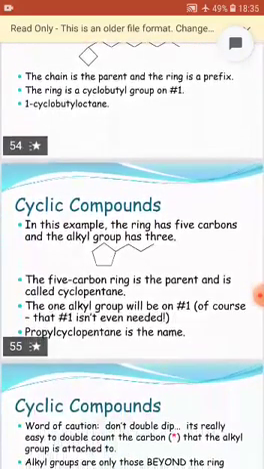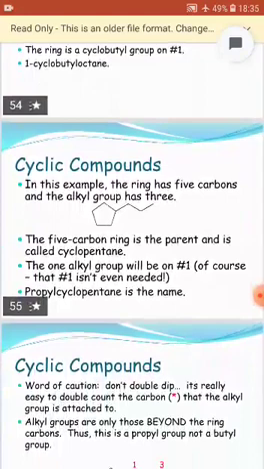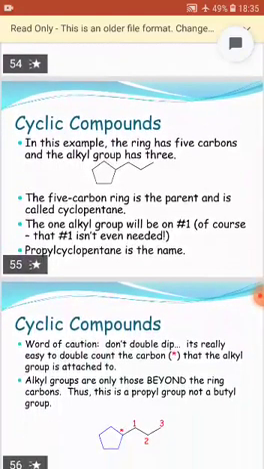Cyclic compound. In this example, the ring has 5 carbons and the alkyl group has 3. So the 5 carbon ring is the parent and is called cyclopentane. This one alkyl group will be on position 1. Of course, that one is not even needed. Propyl cyclopentane is the name.